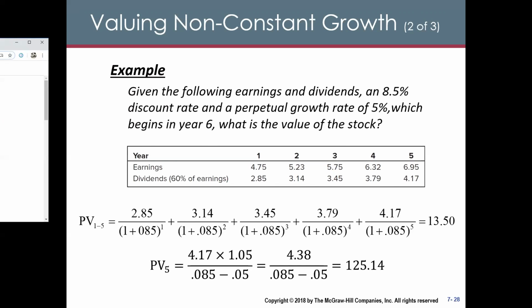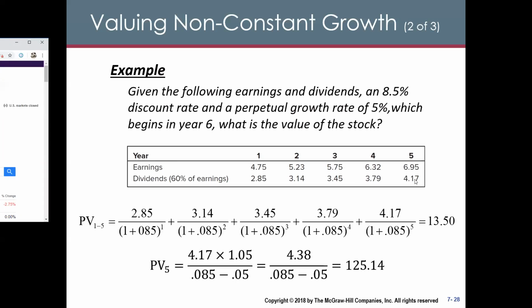So first, we calculate the present value of the first 5 years of dividends. Based on this graph, the earnings are 4.75 in year 1, 5.23 in year 2, 5.75 in year 3, 6.32 in year 4, and 6.95 in year 5. The dividends are 60% of earnings, in other words, they plow back 40% of their earnings. So you just use 60% times the earnings to get the dividend numbers, or they are already calculated and given in this question.